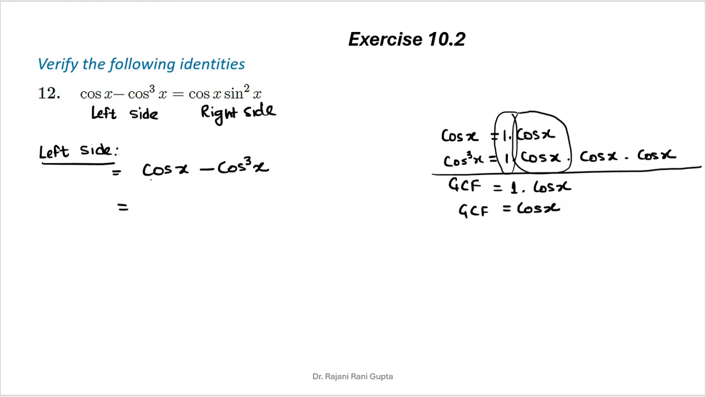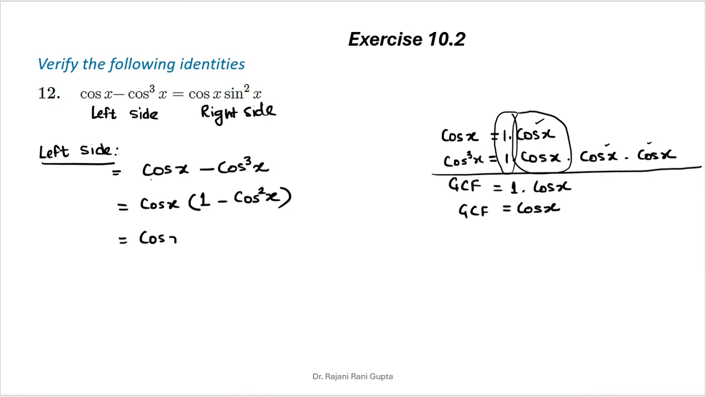This is how we did it with numbers. So now from these two terms, we write cosine of x as the greatest common factor. Now from here, if cosine x is gone, what are you left with? Only 1. And here what are you left with? Cosine x, how many times? 2 times. So this is cosine square x.